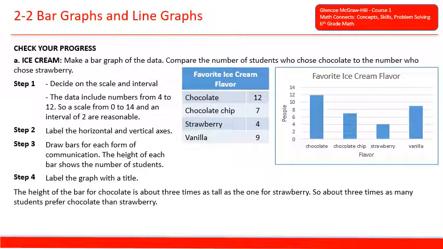And the height of the bar for chocolate is about 3 times as tall as the one for strawberry. So about 3 times as many students prefer chocolate than strawberry. And that's how you can figure it out from the visual. But if you look at the table and you see chocolate is 12 and strawberry is 4, you know that 4 times 3 is 12. So strawberry is 1/3 of chocolate, or chocolate is 3 times that of strawberry.